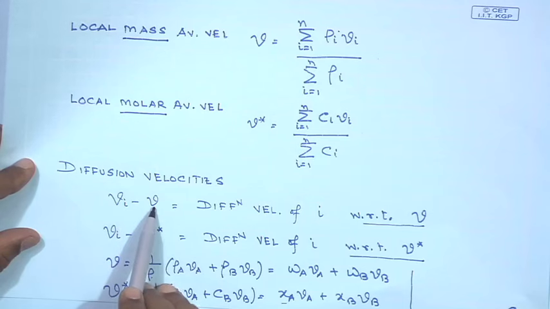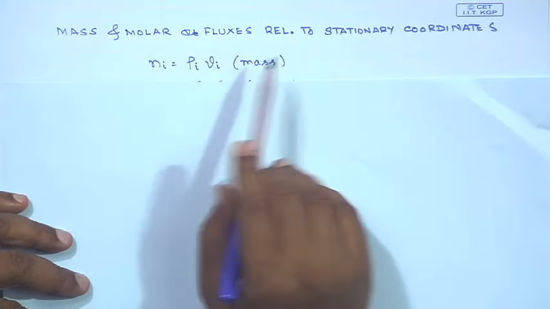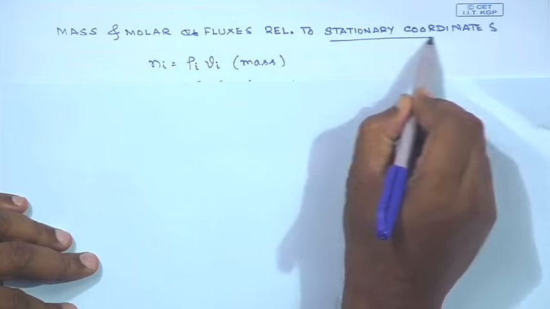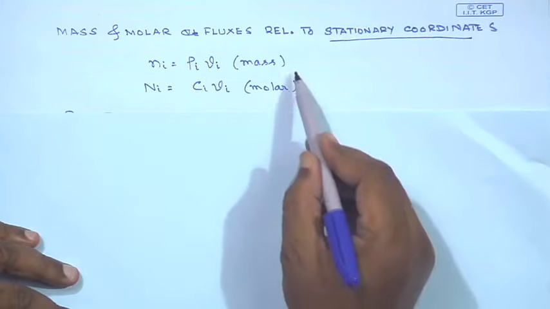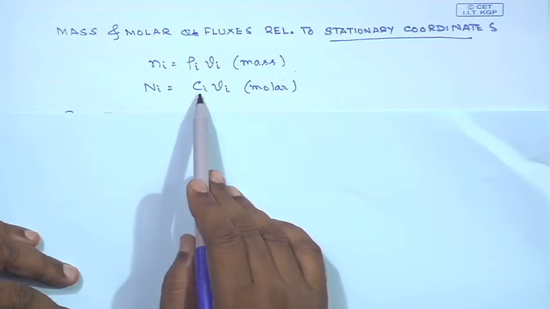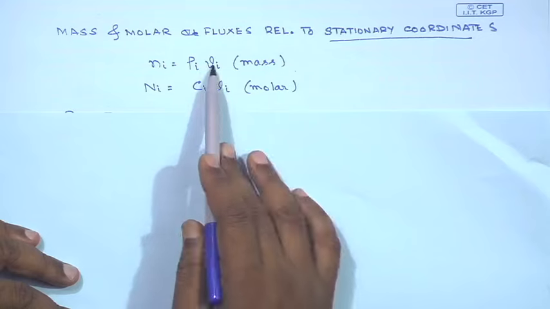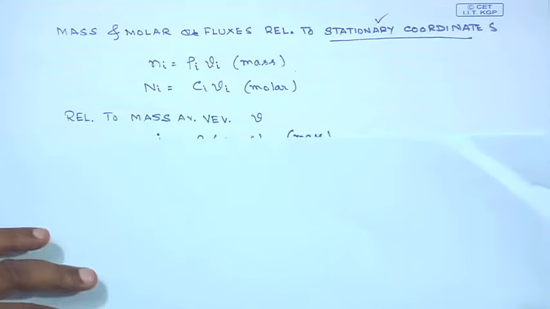Now, since we have defined the diffusion velocities in this way, the diffusion velocities can then be converted to fluxes. So, one would be a molar flux and the other would be a mass flux. So, in terms of stationary coordinates, it is simply going to be rho I times V I if you express it in terms of mass, or if you express in terms of moles, it is simply going to be C I V I. These V I's are with respect to stationary coordinates.